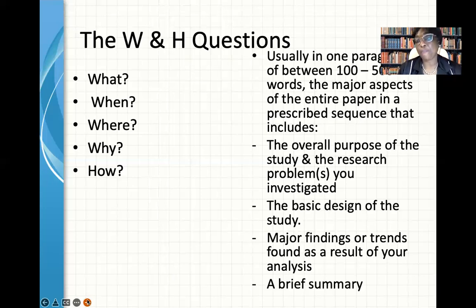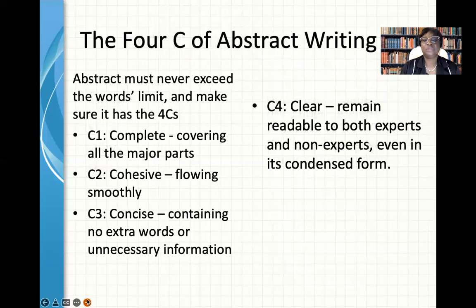And why? There must be a reason why you want to do it. Is it your love for that thing? Is it a problem that the thing is constituting or causing that you want to solve? And how? The how is how do you want to do it? Major findings or trends found as a result of your analysis. And then you have a brief summary. It's a brief summary.